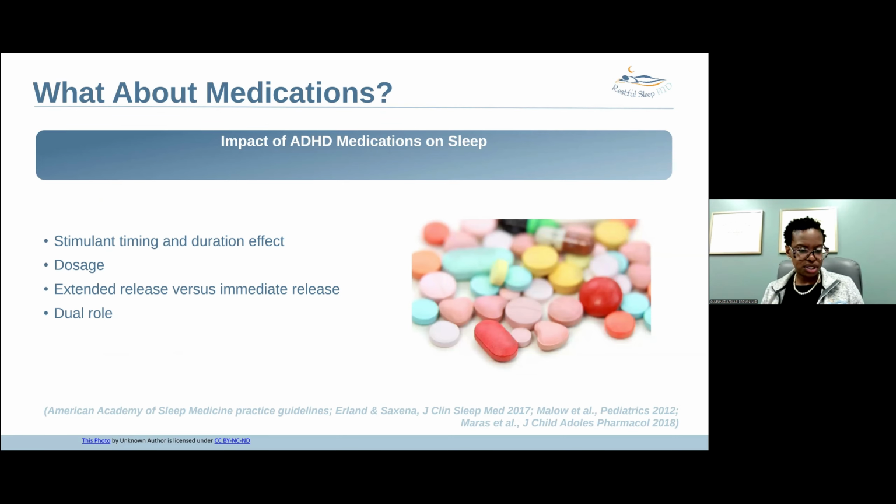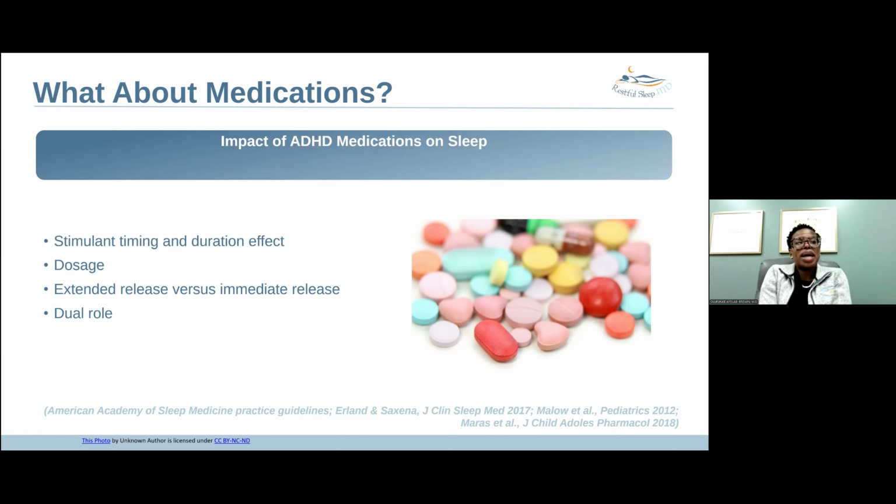How about medications? There are so many different medications used in ADHD, but you have to figure out which of these medications can be stimulating. If they're stimulating, they might actually make sleep worse. You have to figure out what's the dose. So really work with your doctor to figure out the timing, the dose, and then extended versus immediate release.